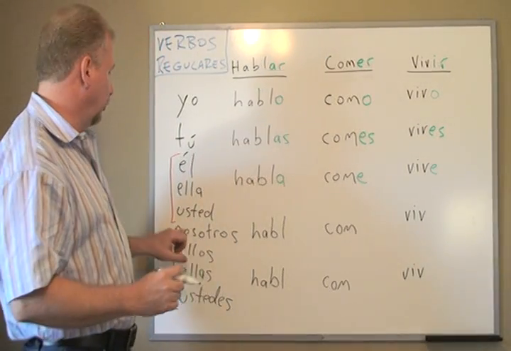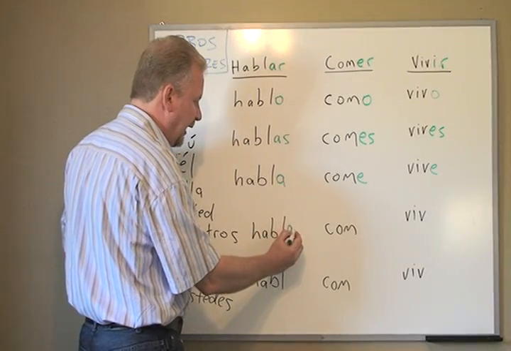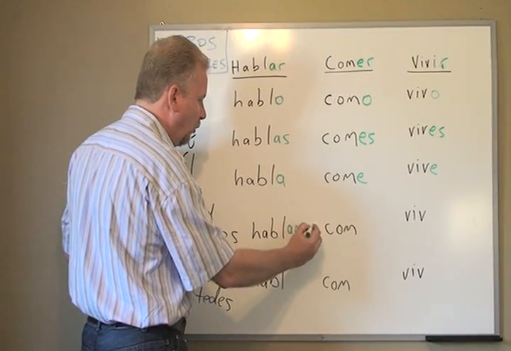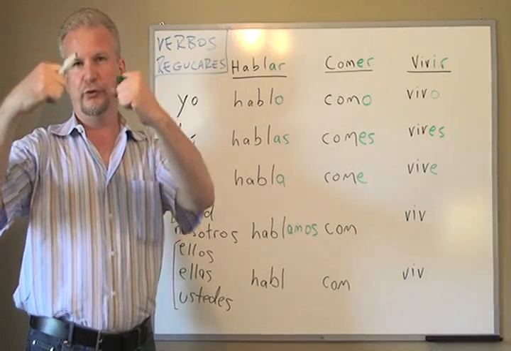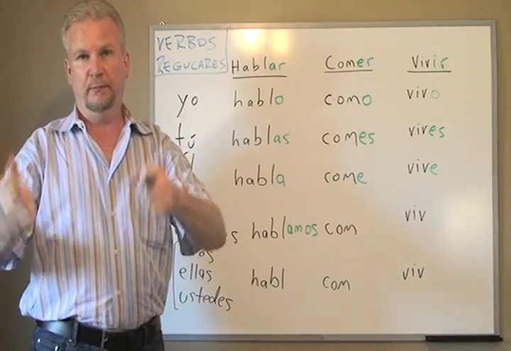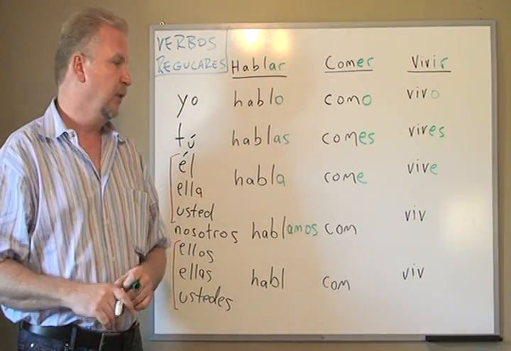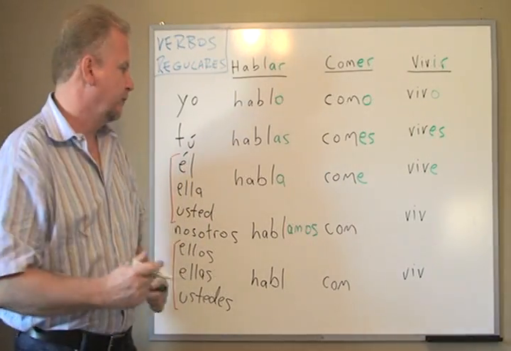Now let's get into the longer ones. Nosotros, we, the ending is A, M, O, S. Nosotros hablamos, we speak. Nosotros hablamos español, we speak Spanish. Nosotros hablamos inglés, we speak English.